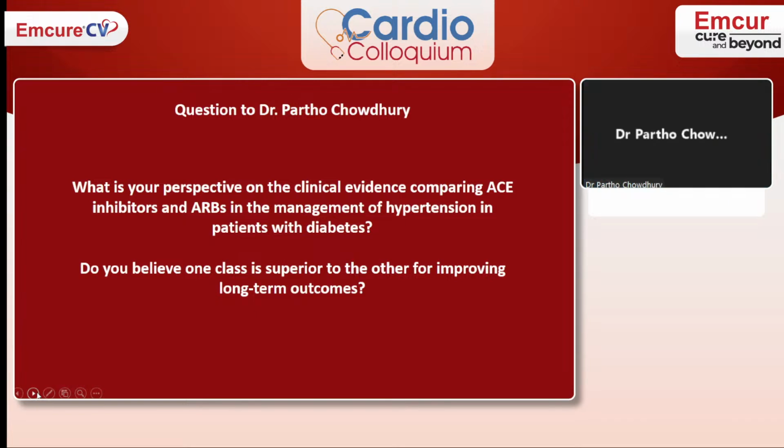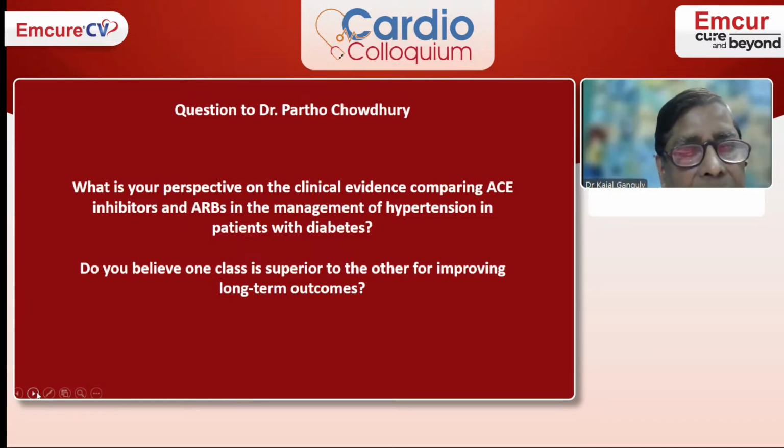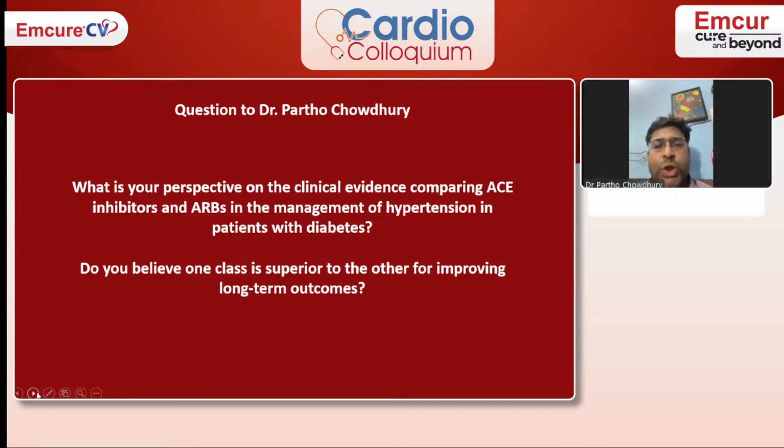I can hear you. Yes. Sir, as you have discussed, we have robust evidence and guidelines, trials and meta-analyses, which suggest ACE inhibitors definitely have benefits, especially in those hypertensive patients who have multiple risk factors. So they should be given ACE inhibitors for the maximum benefit and for long-term outcome. Do I believe one class is superior to the other in improving long-term outcomes? ACE inhibitors should be preferred as compared to ARBs for improving long-term outcome.